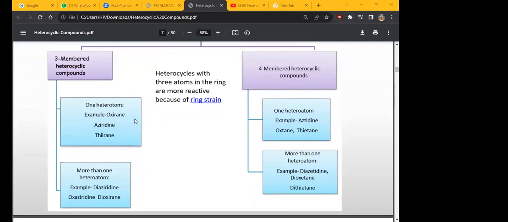So this is what this slide is talking about: a three-membered ring with only one heteroatom, for oxygen, is oxirane. What is this one called? Nitrogen, aziridine. Now, for more than one heteroatom, we have diaziridine. Di because it has two, 'az' stands for nitrogen, so in diaziridine two nitrogens are present in that structure. Oxaziridine: 'ox' means oxygen, 'az' nitrogen. So you know this structure has an oxygen somewhere and a nitrogen somewhere. That's how you can tell.